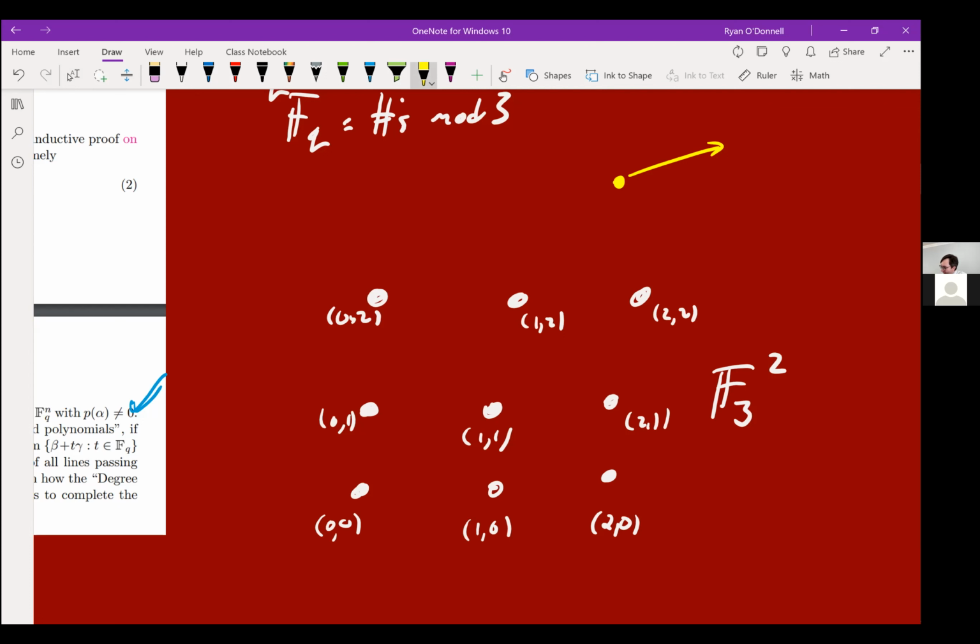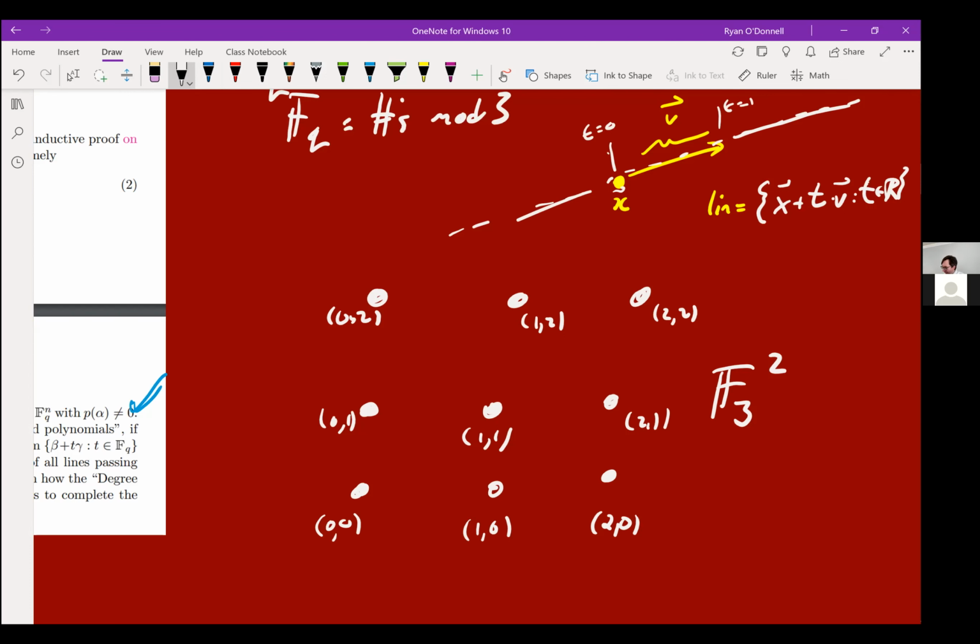And in the real numbers, if this point is called x, and this vector is called v vector, I guess x is also a vector, then the line is all the points x plus t times v vector, where t is a real number. It's an infinite line. This is t equals 0, and this is t equals 1, and it extends indefinitely.